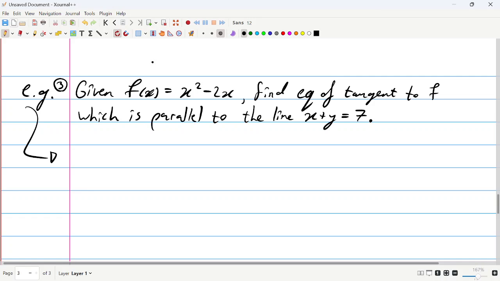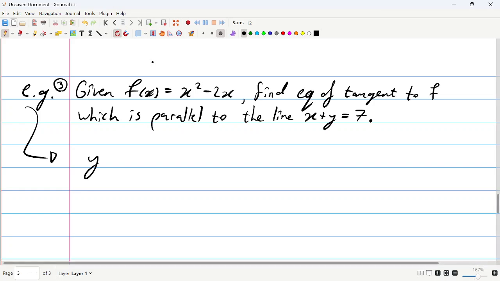Alright, so this one looks a little bit scary, but it's actually not bad. Given f of x equals x squared minus 2x, we need to find the equation of the tangent to f, which is parallel to the line x plus y equals 7. Oh my goodness, what are we going to do here? Scary, hey? What I want you to know is that we have the tangent of this equation parallel to the line x plus y equals 7.